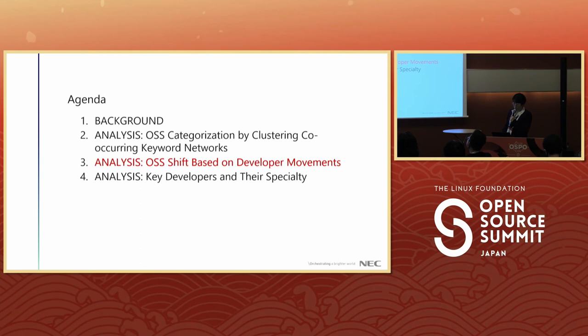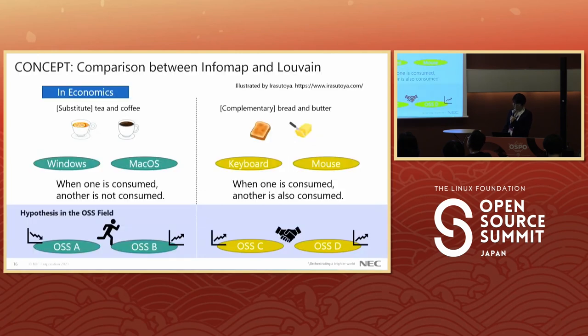The second analysis is about OSS shift based on developer movement. For this analysis, I explain substitute goods and complementary goods from economics. Substitute goods have a relation like tea and coffee. When one is consumed, the other is not consumed. Complementary goods have a relation like bread and butter. When one is consumed, the other is also consumed.